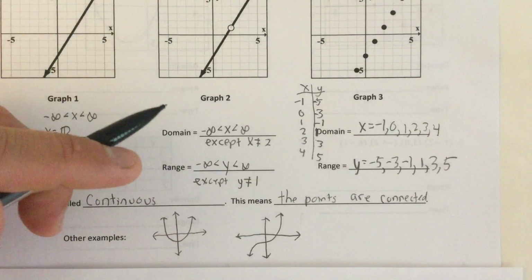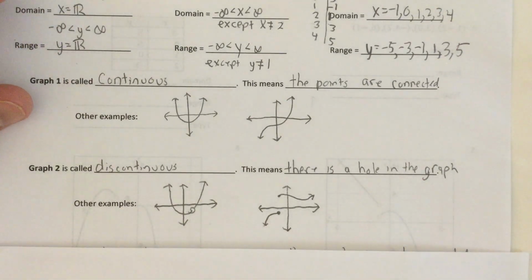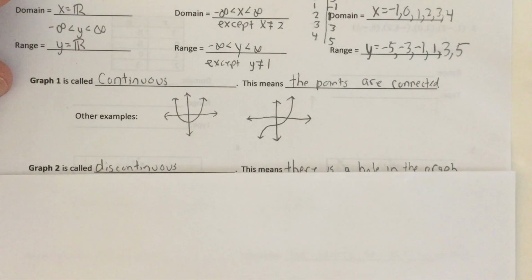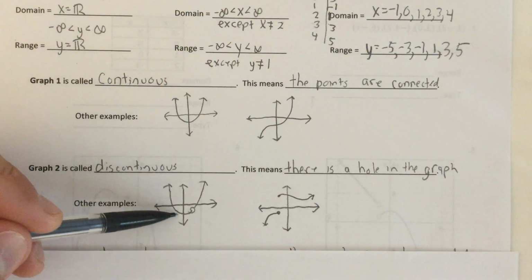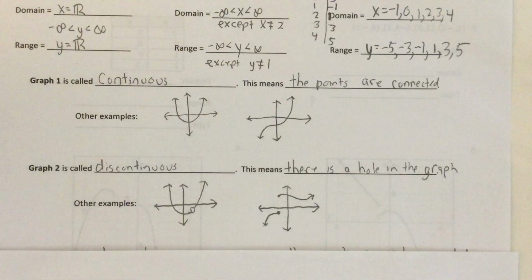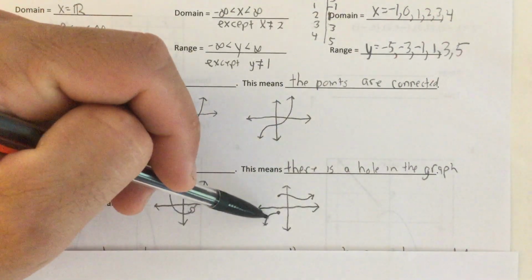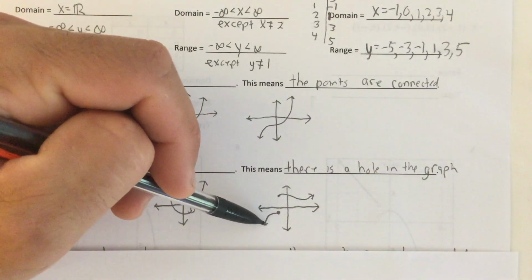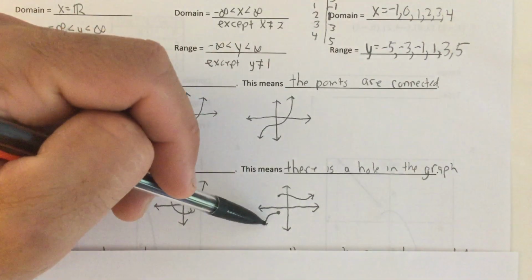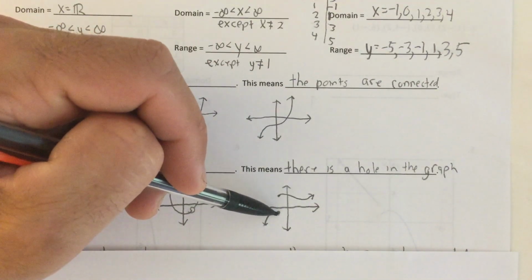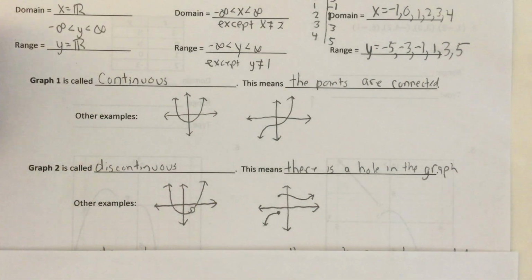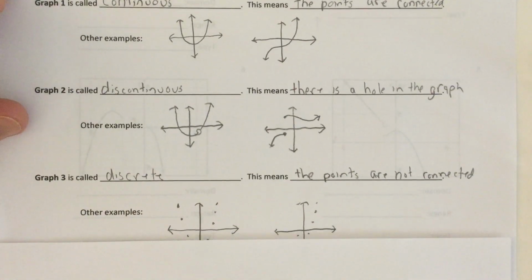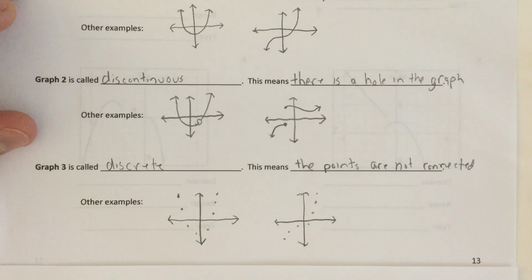Graph 2 that had the hole in it is called discontinuous. And discontinuous is when there's a hole in the graph or you have to lift your pencil to finish it. So if you look here, this has a hole in it, it's discontinuous. Also that other example where there's somewhere that you just can't draw the whole thing without lifting your pencil. So I draw this graph, to get the rest of the graph, I'd have to lift my pencil and go here. So that's called discontinuous. And the last one is discrete. And this means the points are not connected.